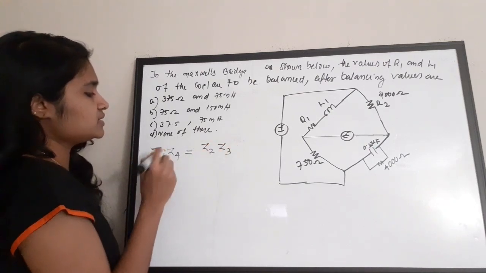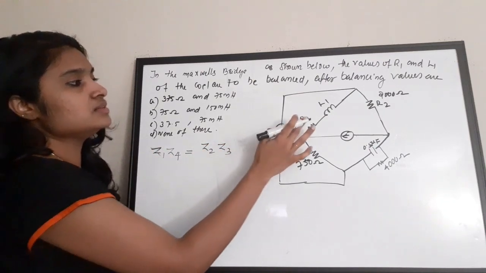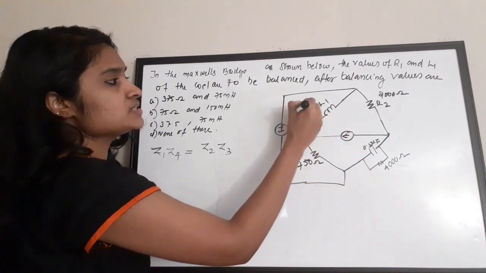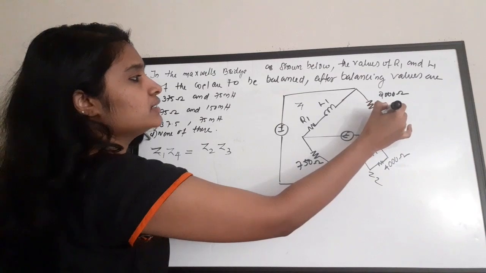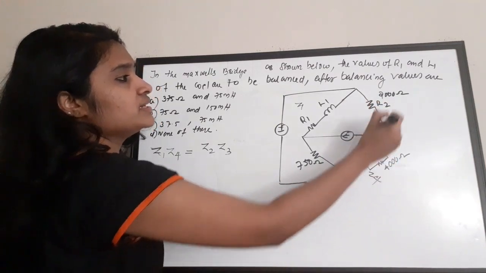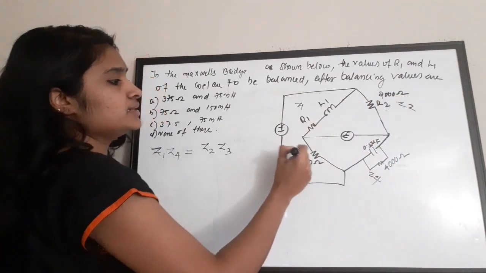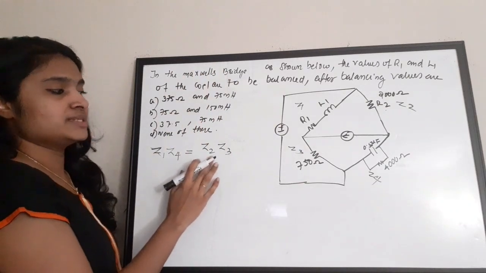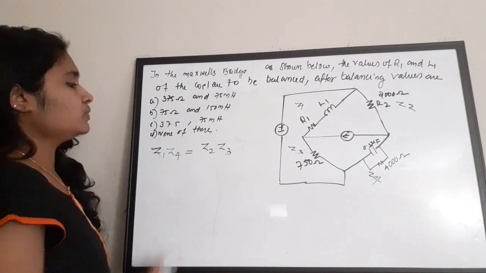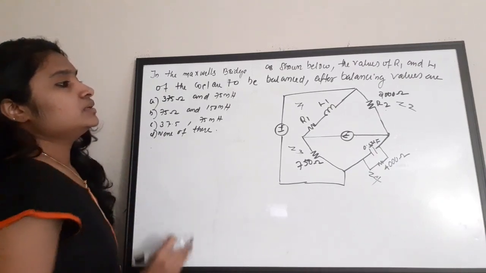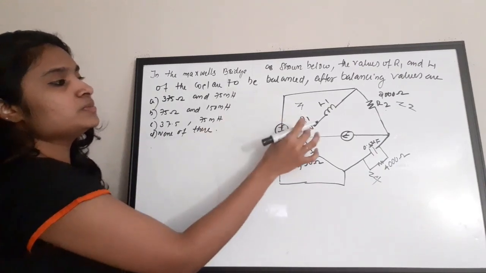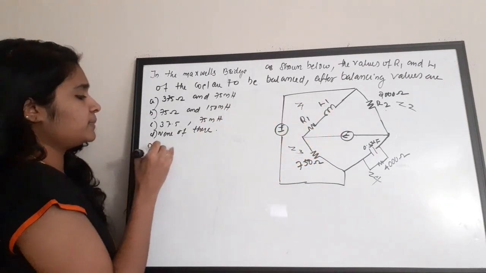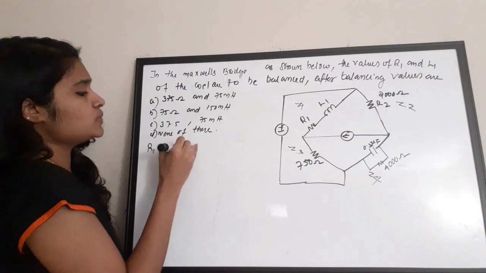Z1 is the impedance of this branch, Z4 is the impedance of this branch, Z2 is here, Z3 is here. Now we have to equate Z1 Z4 is equal to Z2 Z3. Now, what is Z1? Z1 is a combination of resistance and inductance, so it is R1 plus j omega L1.